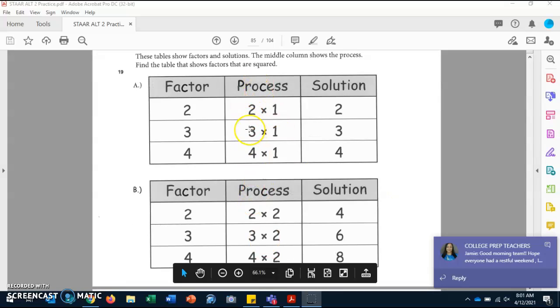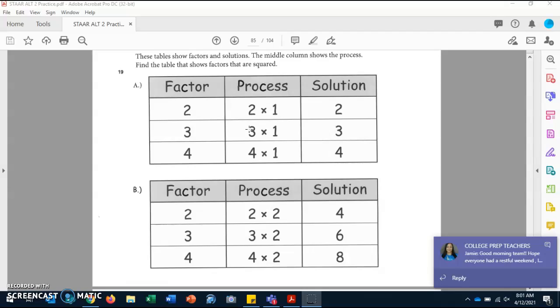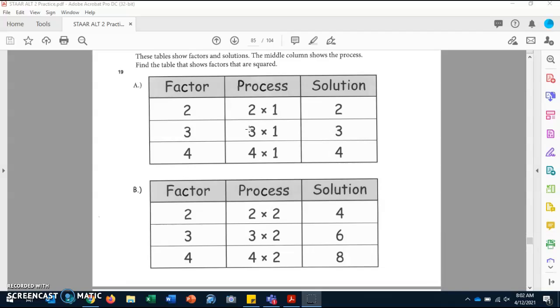You have two tables, and do not forget to write your name on the top and the date. Today is April 12, 2021 on the right top corner. And it says, these tables show factors and solutions. The middle column shows the process. Find the table that shows factors that are squared. So they want you to find which one are squared.